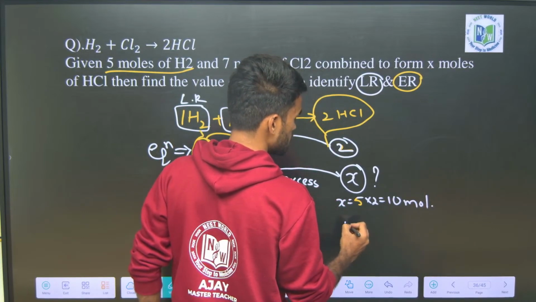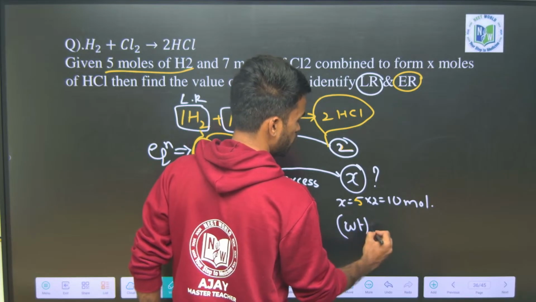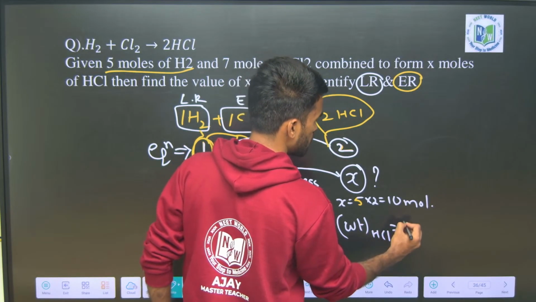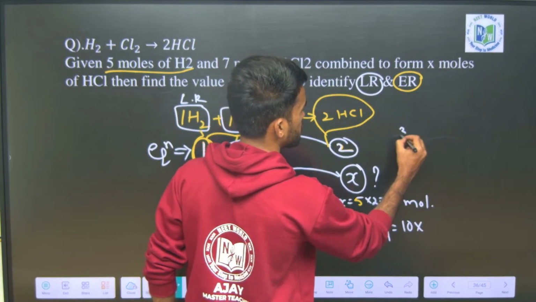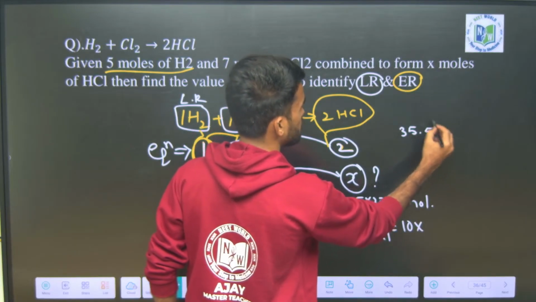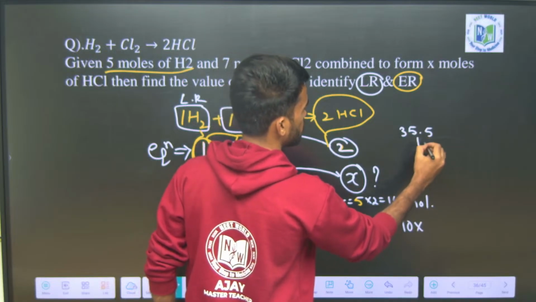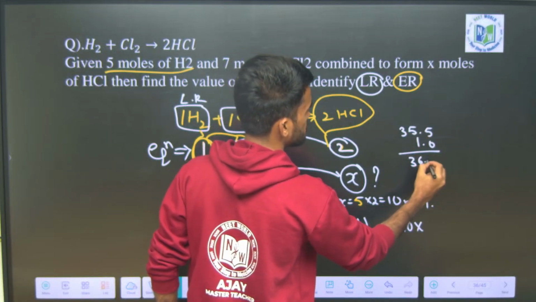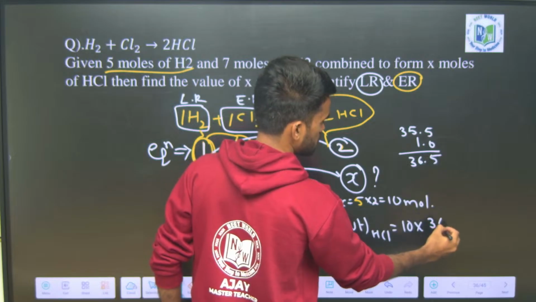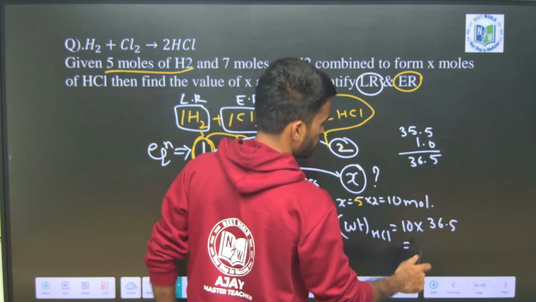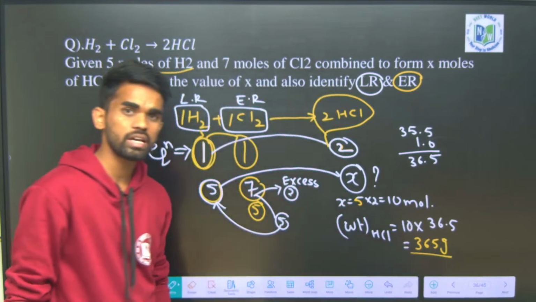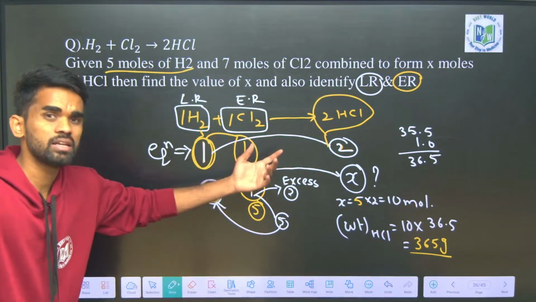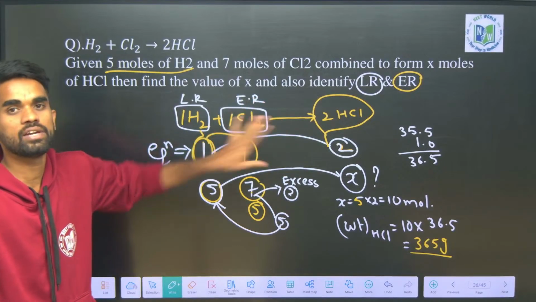After this, if they ask for the weight of HCl formed, you can take 10 moles into the molar mass of HCl. What is the molar mass of HCl? For chlorine it is 35.5, for hydrogen it is 1. So you can take 36.5. So what is the weight formed here? 365 grams. So this is how you can answer based on the questions they are asking, if you are clear with the concept.